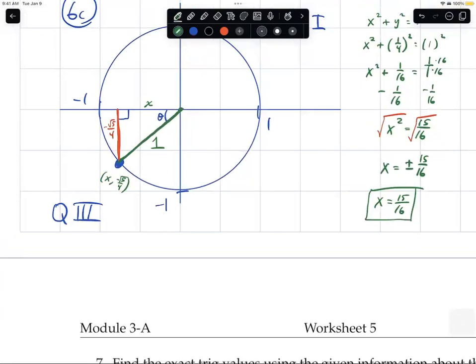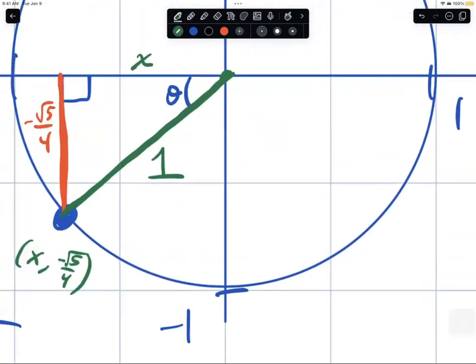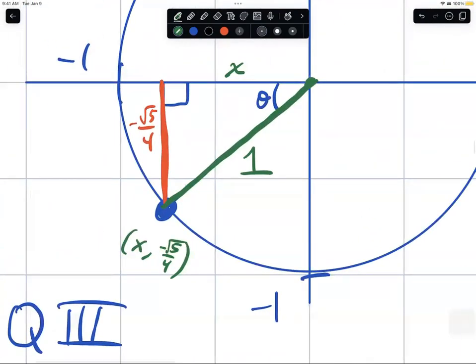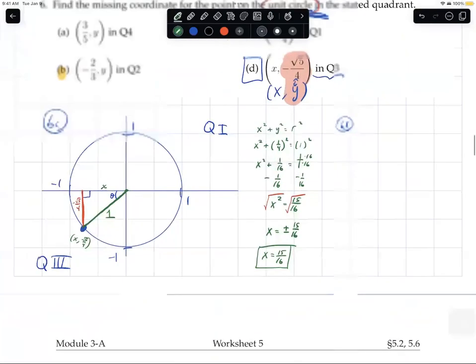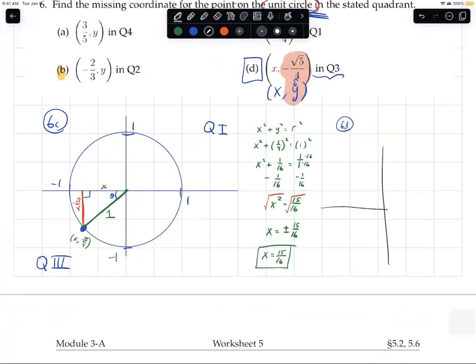If I told you to, let's see. It really could not go on the adjacent side, because let me start from scratch over here and just say, okay, I'm asked to plot this point, x comma negative 5 over 4, in quadrant 3. Okay, well, quadrant 3 is over here.